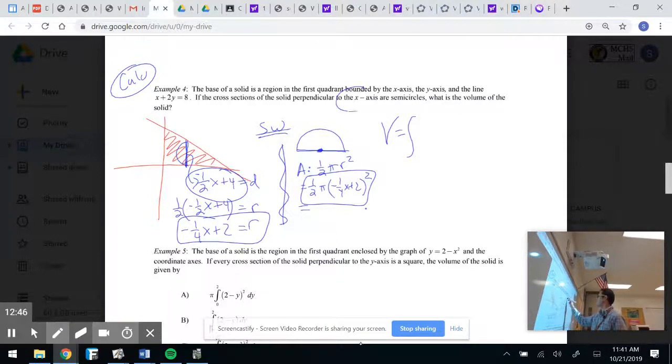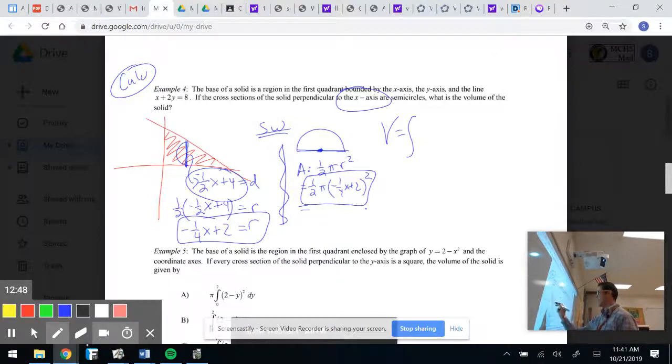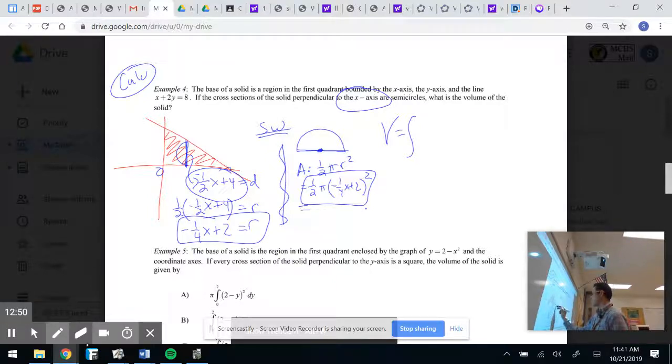Once again, perpendicular to the x-axis means all x's. And x is 0 here. We're going to have to find that intersection point. That would be an x-intercept, so put a 0 in for y. So that would be 8. So we're going to go from 0 to 8 of the area, right?